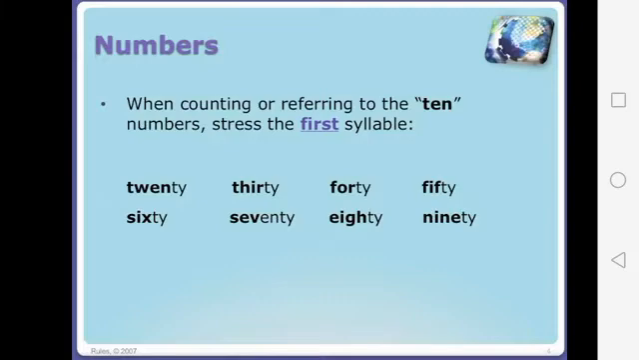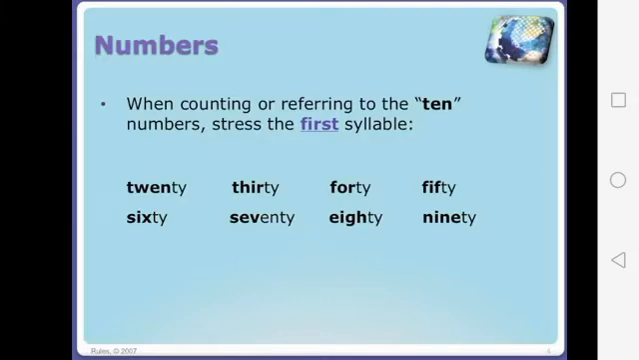So you have to put the stress on the first syllable to stress ty numbers. For example, 20. You have to put the stress on the first syllable, which is 20. 30. I will pronounce it as flap T, which is 30. I'll change T into D. 30. So you have to stress the first syllable.